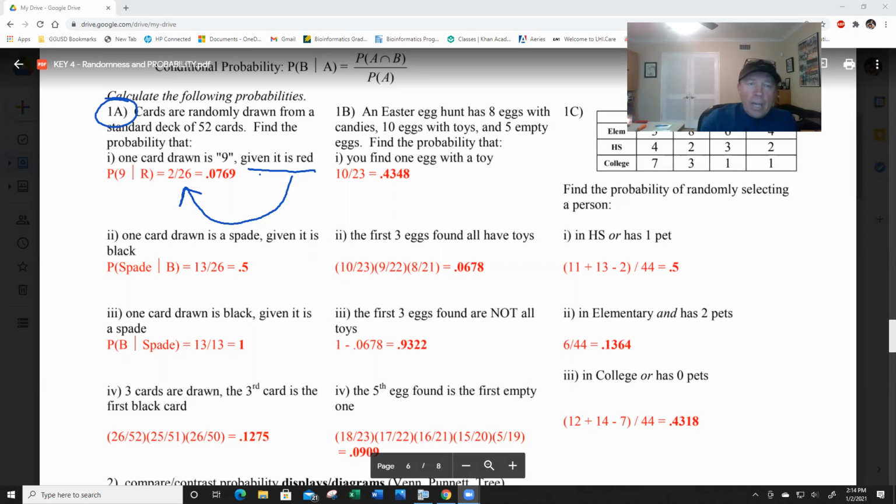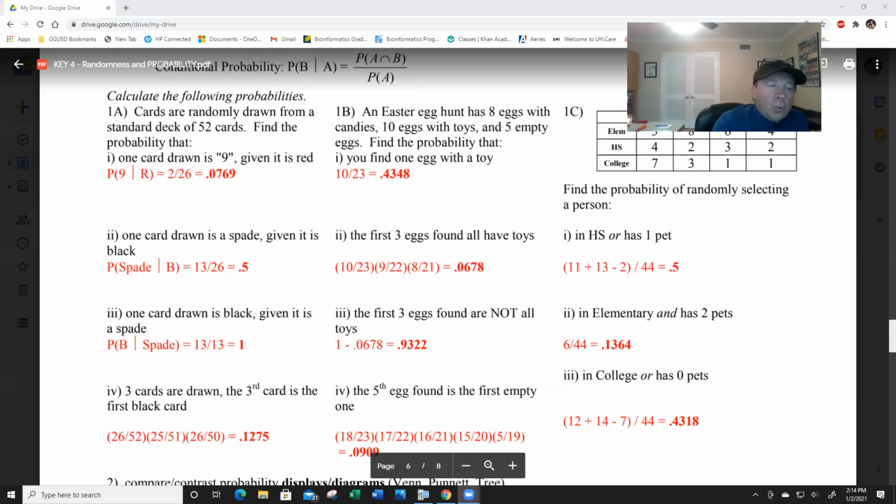We need the intersection, if you look up here, of 9 and red. There are two of those. You see my fingers. There are two of them. Red of hearts and red of diamonds. So that's how you get that. Okay. So if you just have red cards, 26 of them, what are the chances you get a 9? 2 out of 26. Okay. Just break it down and simplify it to yourself.